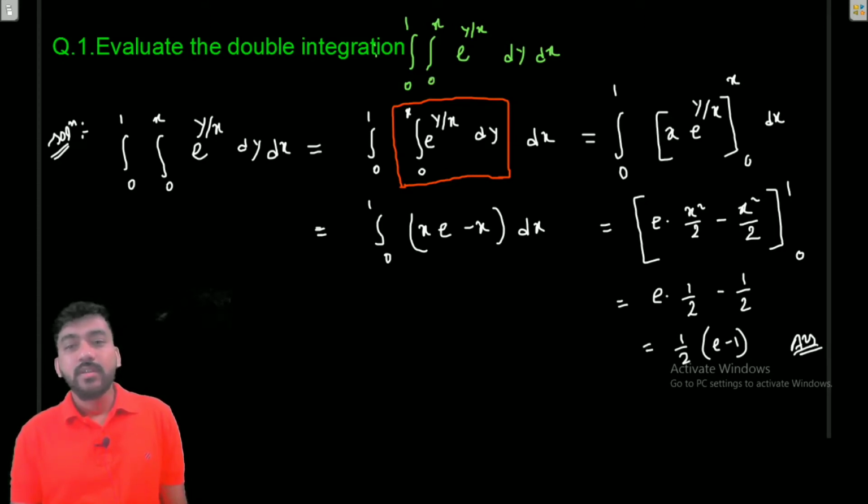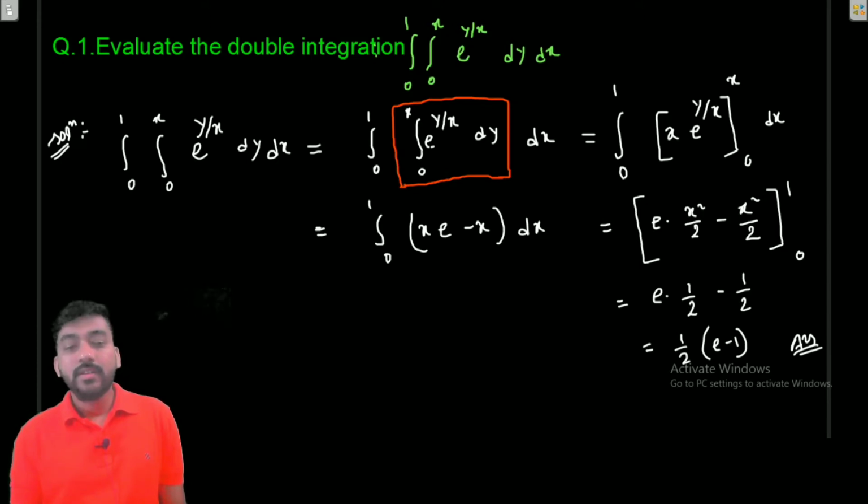So when the limit is given in terms of x, you can readily say that this limit is for y. And if it is in terms of y, like 0 to y or 0 to y square, then you can easily tell that this limit is for x. Here the limit is in terms of x, so the limit is for y obviously. So we first integrate with respect to y the function e to the power y by x, which I have separated here with this red box, e to the power y by x into dy.